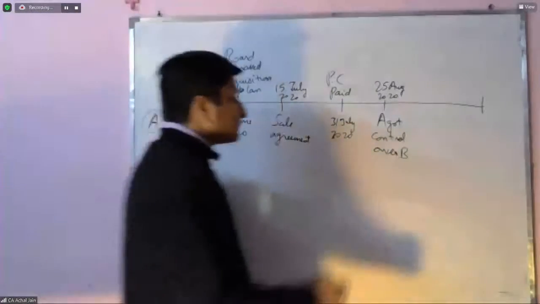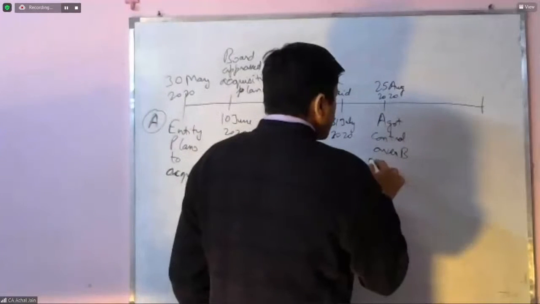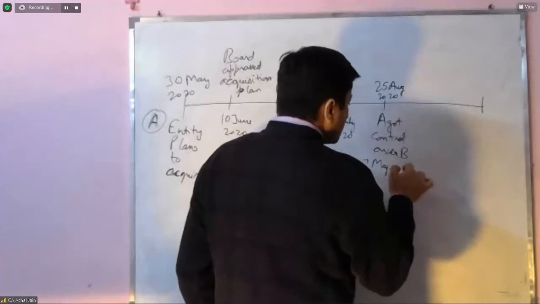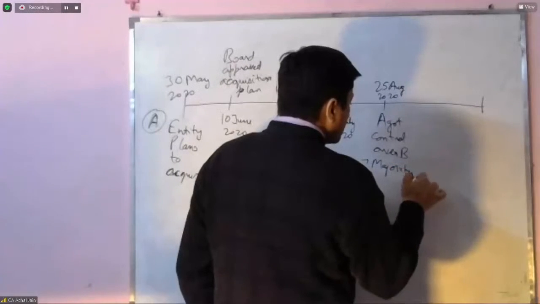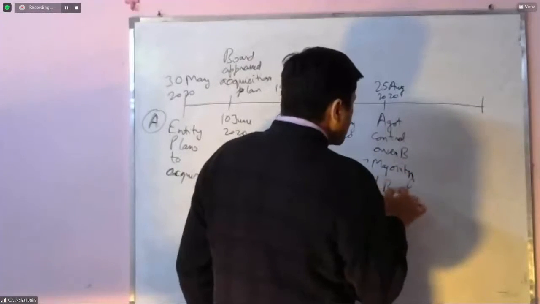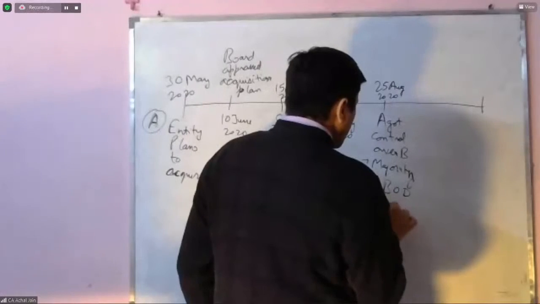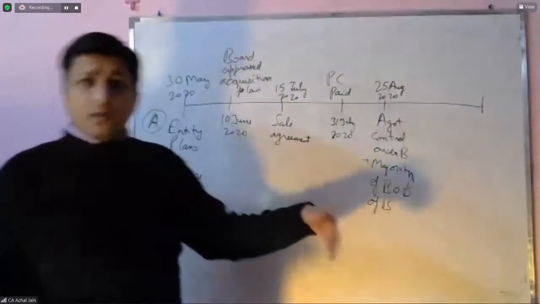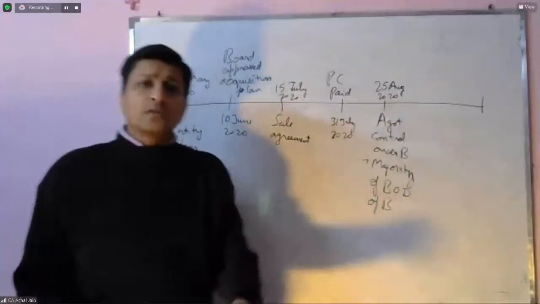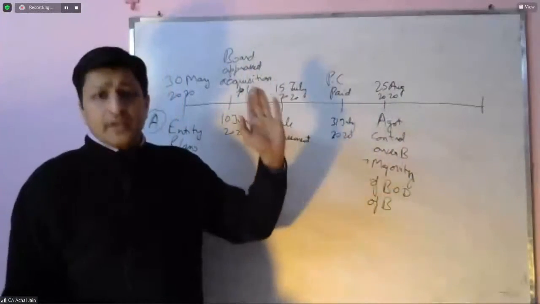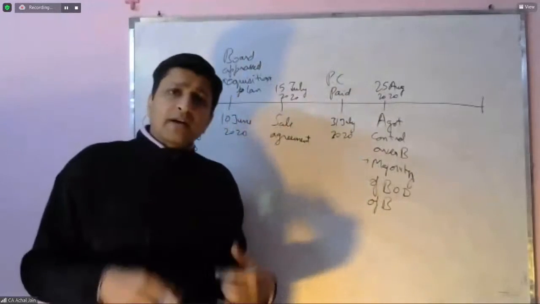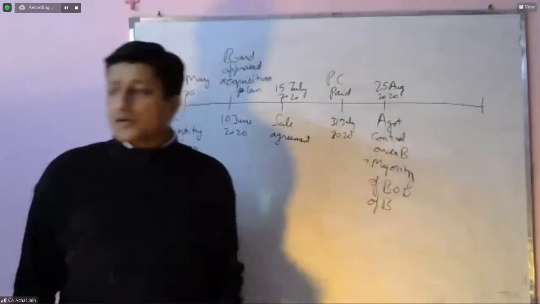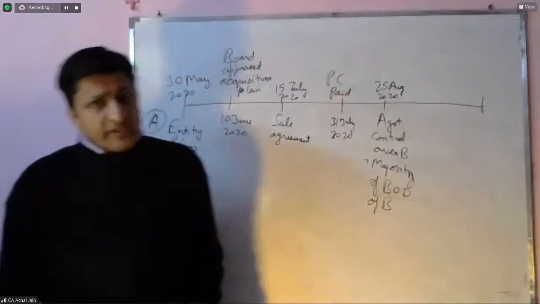How? The majority of the board of directors of B came from A. So A got its directors placed on the board of B on this date. Now the majority board of directors of B are from whom? A's side. So that's why A has got control over this.